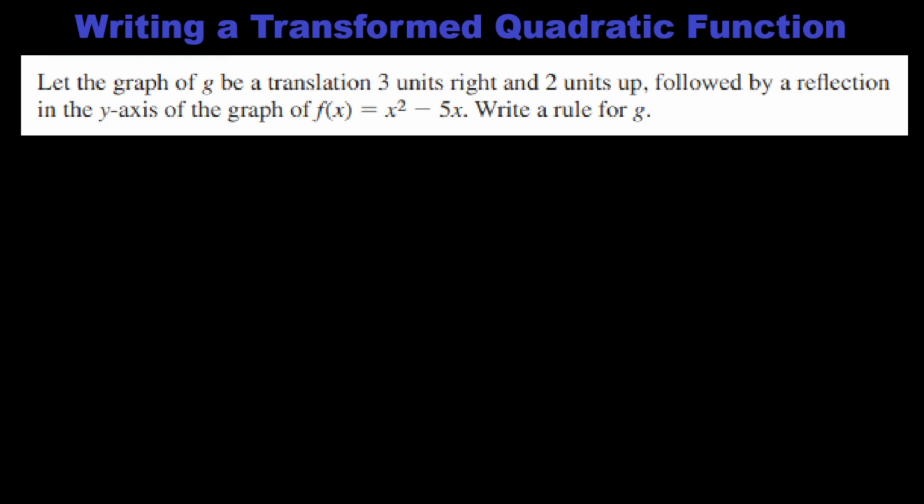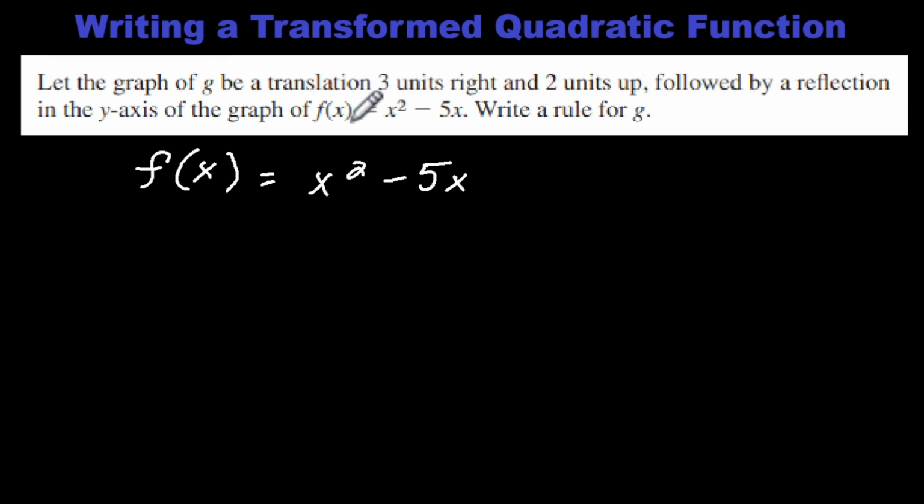Without using a graph, let's transform a quadratic function. The given function is f of x equals x squared minus 5x. And what we're asked to do is let the graph of g be a translation 3 units to the right and 2 units up, followed by a reflection in the y-axis of this graph. So first I'll move this 3 units to the right and 2 units up, and then after that I'll reflect it.